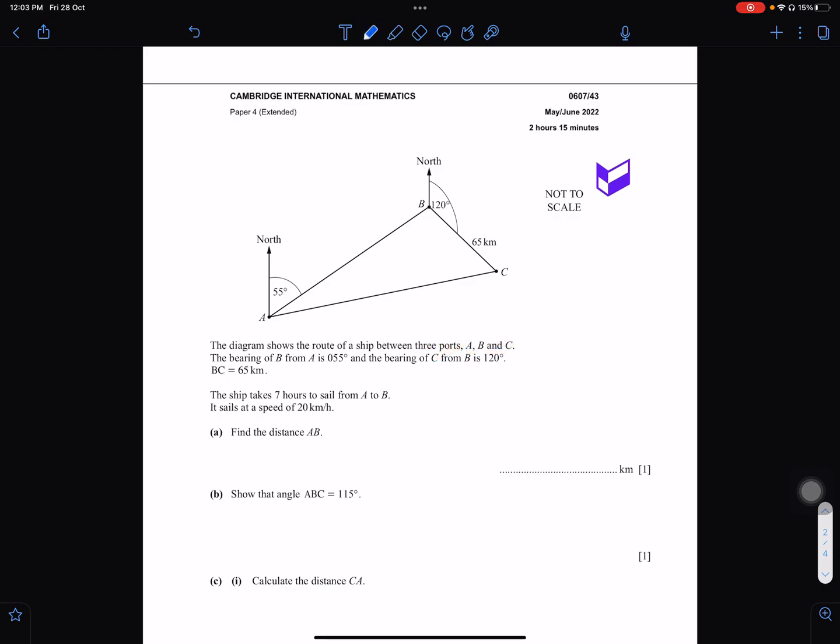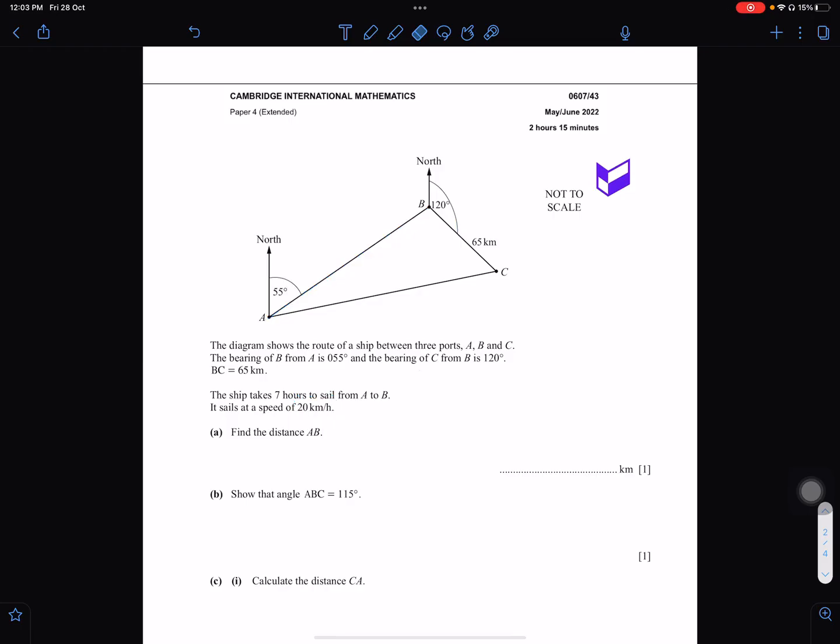The bearing of B from A is 055 degrees, that is displayed here, and the bearing of the point C from B is 120 degrees, that is also displayed here. The ship takes 7 hours to sail from A to B, so it is going to take 7 hours to cover this distance, and it is sailing at a speed of 20 kilometers per hour. We have to find the distance AB.